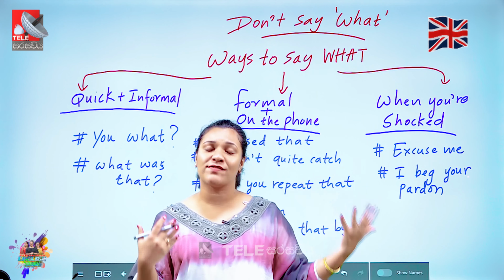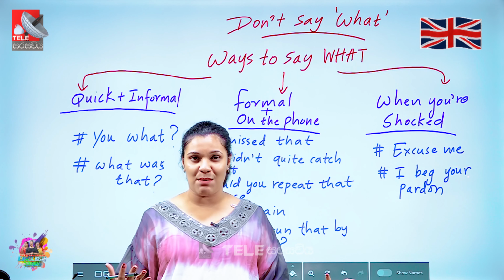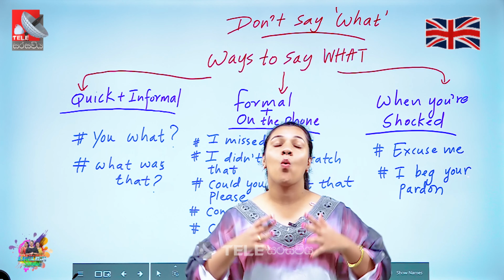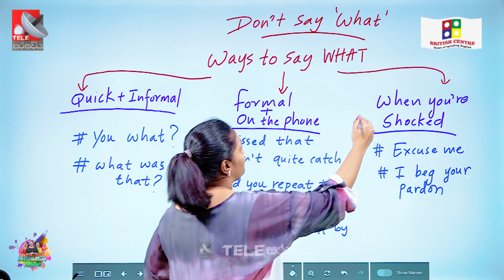So in English, it's not that polite to say what. Okay, when you did not understand anything or when you're not clear of something, do not say the word what. That is kind of direct and a bit impolite. Also, let's say it's rude. When you just say what, it's rude, it's impolite. We don't normally say what, okay.